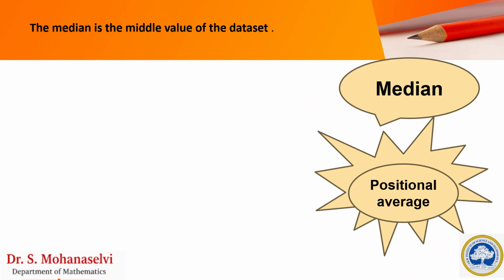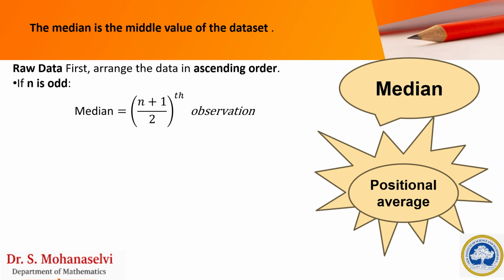In simple words, the median is the middle value of the data set when the observations are arranged in ascending or descending order. Now let us see how to find the median for raw data. First, we arrange the observations in ascending order. Then we check whether the number of observations is odd or even. If n is odd, the median is the (n plus 1) by 2th observation.